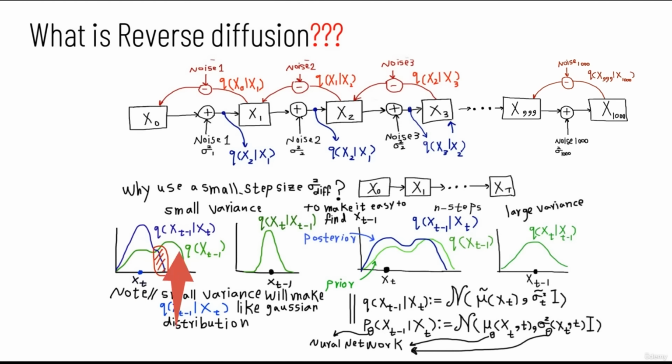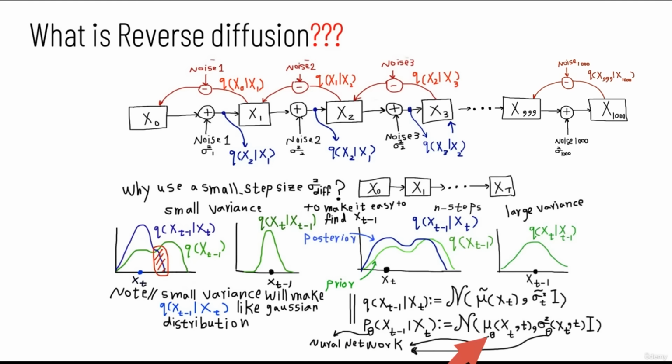So now we can say that q of xt minus 1 given xt is just a Gaussian distribution with a specific mean and variance. The mean and the variance of this distribution will depend on the value of the xt variable. And now we will approximate this distribution. We will learn this distribution using a neural network. So here we will write p subscript theta of xt minus 1 given xt. It is just a Gaussian distribution.